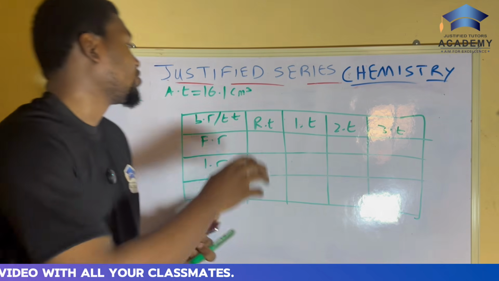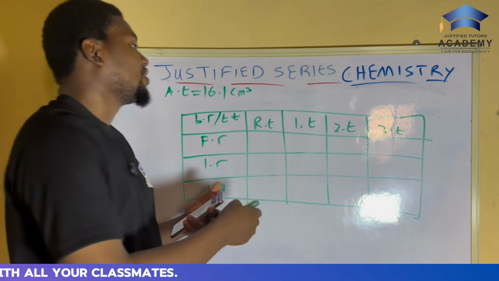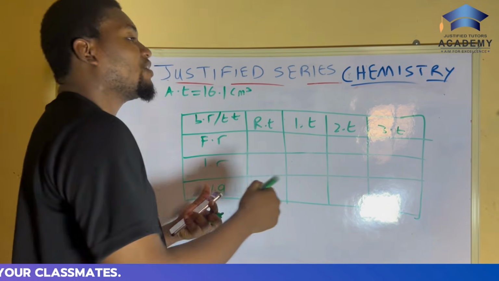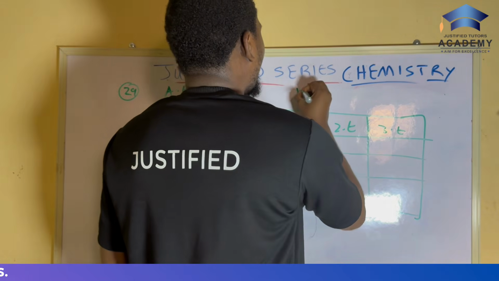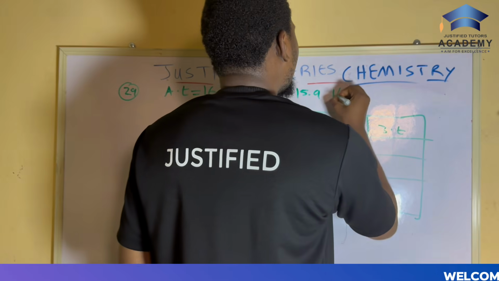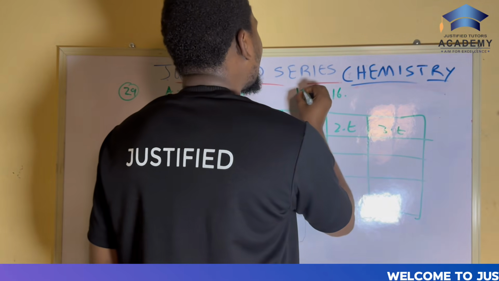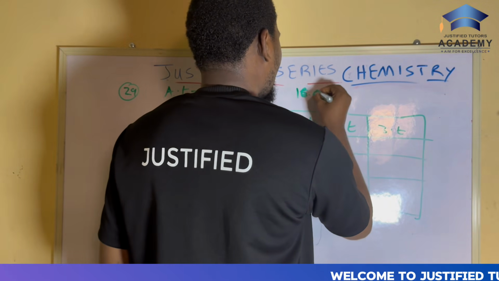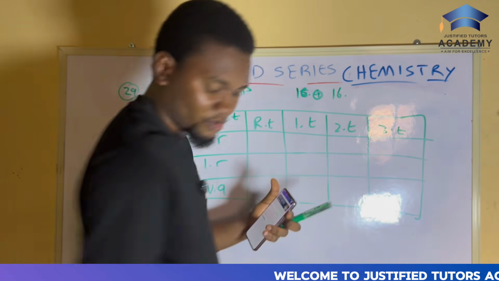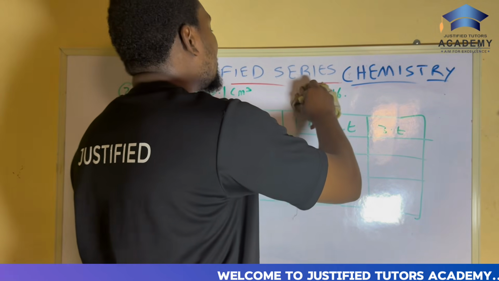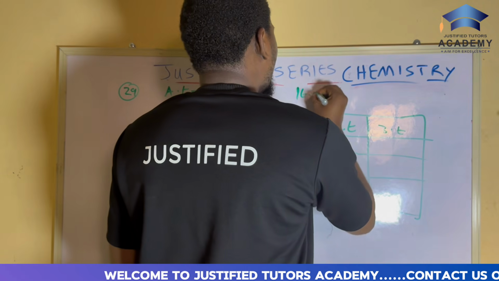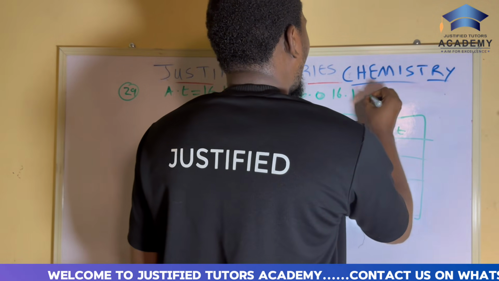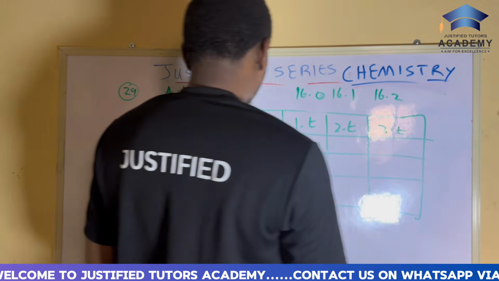Now let me tell you the truth. What will give you 60.1 here? What three values, when divided by 3, will give you 60.1? This is 15.9, 16.0, yes, 16.0. Don't let me confuse you guys. It will be 16.0, 16.1, and 16.2. So that will be your values here.